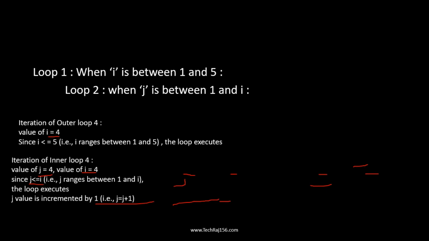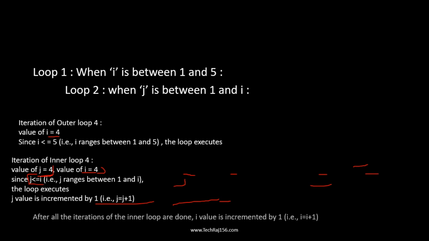So here comes the fourth iteration. In this, the j value is 4 and the i value is 4. This condition is once again satisfied, so all the statements inside the loop are executed, and finally the j value is incremented by 1. And after this is done, it's going to come to the fifth iteration, but unfortunately the j value will be 5 in the fifth iteration, which means the condition is not satisfied, so the loop is going to be terminated.